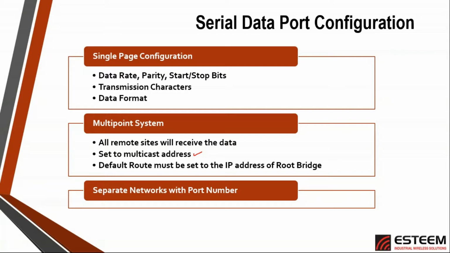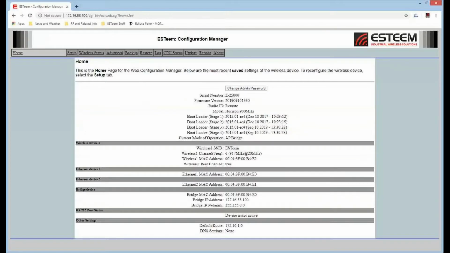We actually can separate different networks within a single port, within a single wireless system, by its port number. So before we get too far off of that, let's jump over to the radio and take a look at how we actually configure this. What I'm going to be plugging into is the main page off of our Horizon series radio. This is the Horizon 900 radio, as you see listed right here.